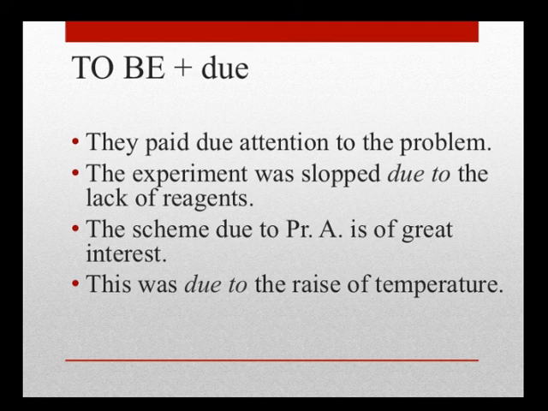And as for sentence 4, this was due to the rise of temperature. I believe it's the same meaning. Это было обусловлено увеличением температуры, повышением температуры. But the last but one, the scheme due to Professor A is of great interest. Please, could you write your vision of the translation of this sentence? The scheme due to Professor A is of great interest.